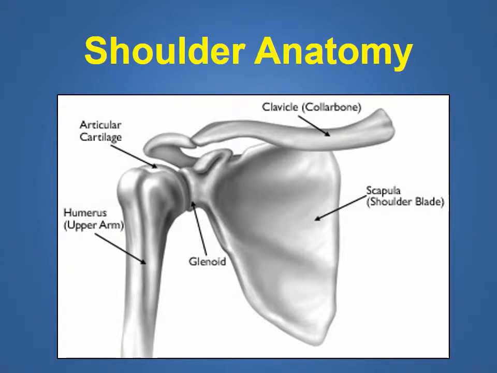The shoulder is a ball and socket joint where the socket, also known as the glenoid, is part of the shoulder blade, and the ball, also known as the humeral head, is part of an upper arm bone called the humerus.